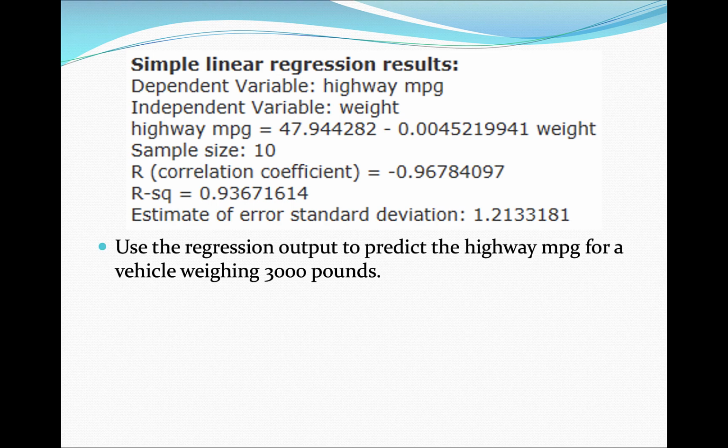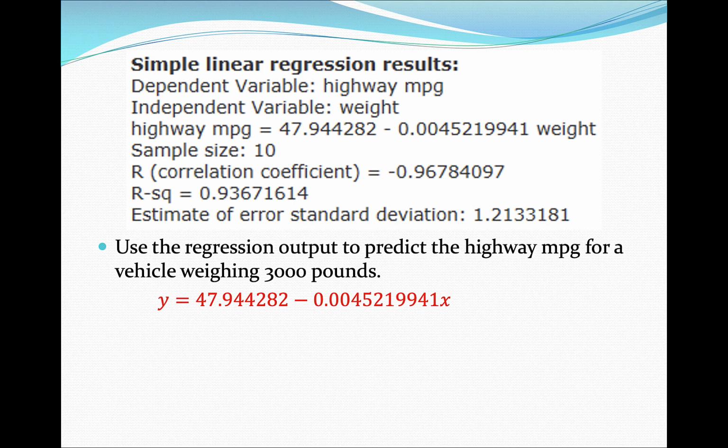So let's use the regression output to predict the highway miles per gallon for a vehicle weighing 3,000 pounds. So the big thing there is if you're asked to predict, use the equation. So you can see this is the equation from the output. I did change highway miles per gallon, I just wrote that as y because that's my y variable. And I did change weight and I just wrote that as x. But that's nothing more than just that equation that the software gave us.